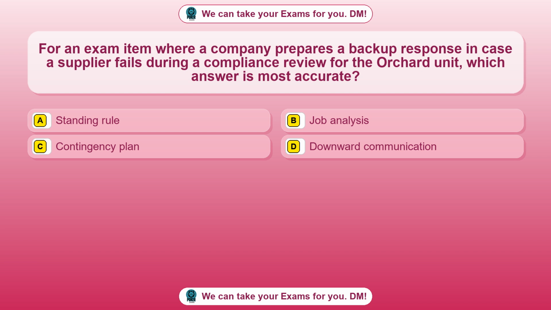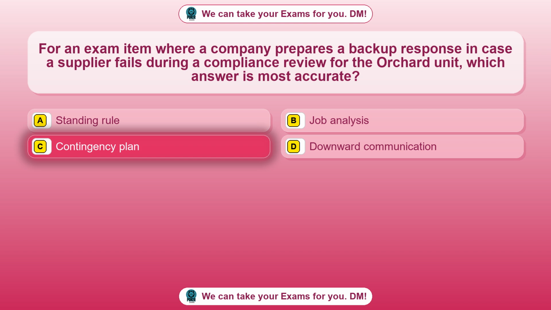For an exam item where a company prepares a backup response in case a supplier fails during a compliance review for the Orchard unit, which answer is most accurate? Option A, standing rule. Option B, job analysis. Option C, contingency plan. Option D, downward communication. The correct answer is option C, contingency plan.